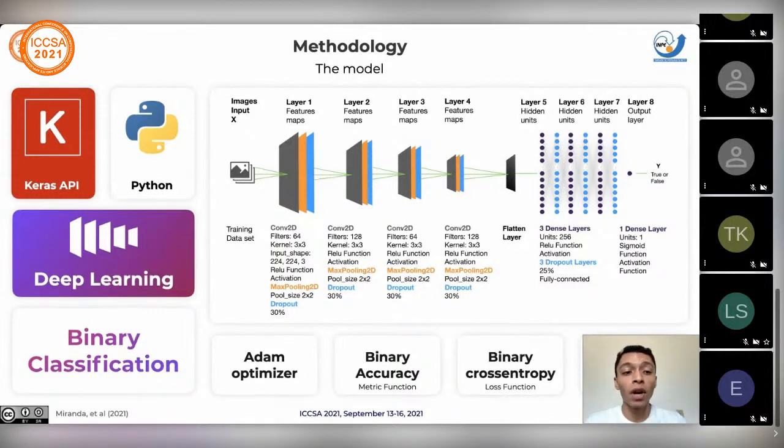Well, this model was optimized with the Adam function. The loss function was binary cross entropy. The metric used was binary accuracy. We defined 80 epochs, saving the model at the end of each epoch.